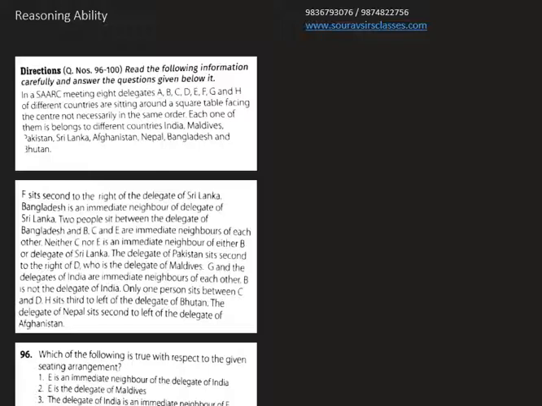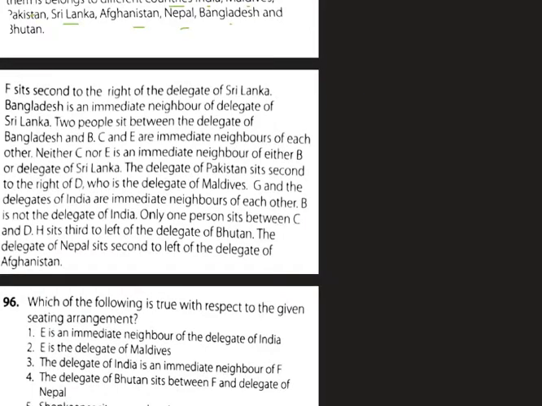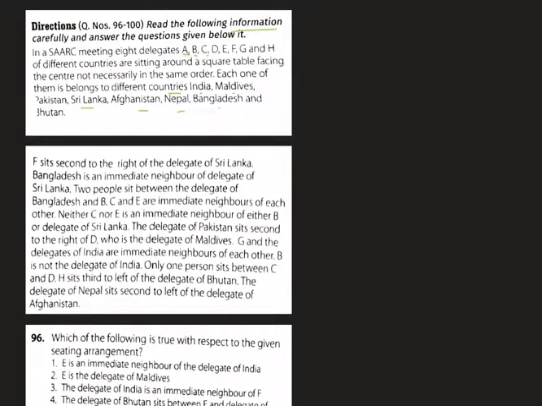So let's get into the problem. Read the following information and carefully answer the questions. In a SARC meeting, 8 delegates A, B, C, D, E, F, G and H of different countries are sitting around a square table facing the center, not necessarily in the same order. Each one of them belongs to a different country: India, Maldives, Pakistan, Sri Lanka, Afghanistan, Nepal, Bangladesh, and lastly Bhutan. So let's see. Suppose this is the square table, and we have 8 delegates.